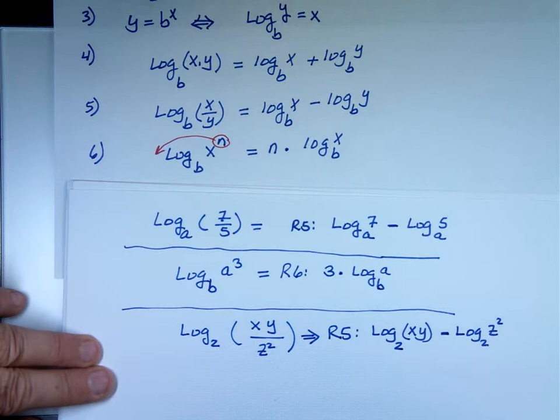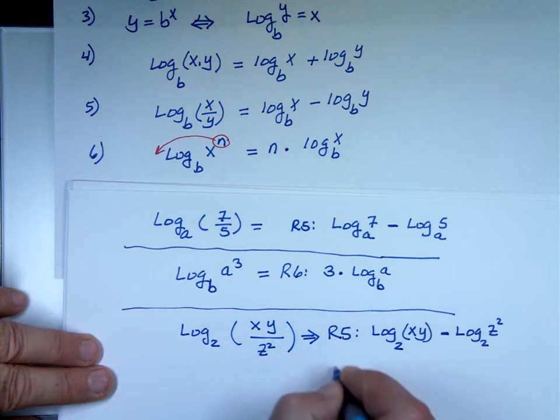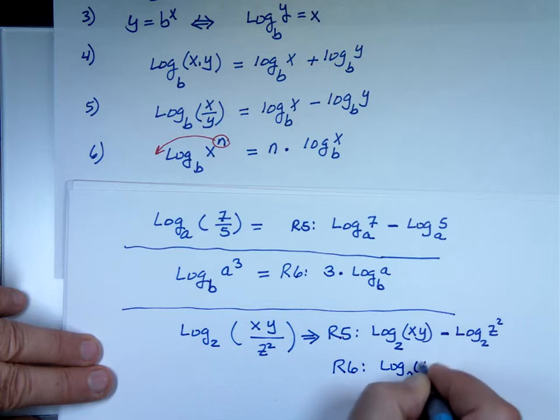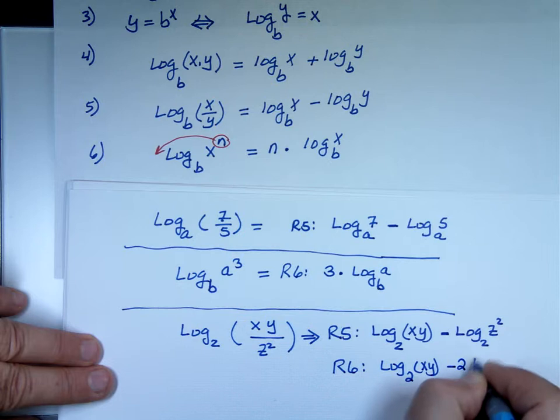Rule number 6. It says if you have an exponent, move it where? The front. So let's apply rule 6. So I'm not done with it. Log base 2 xy minus, this will be what? 2 times the log of base 2 z.